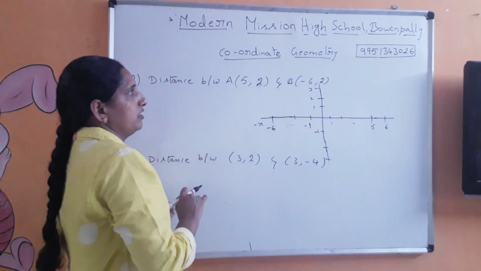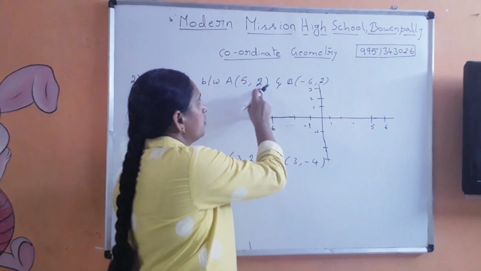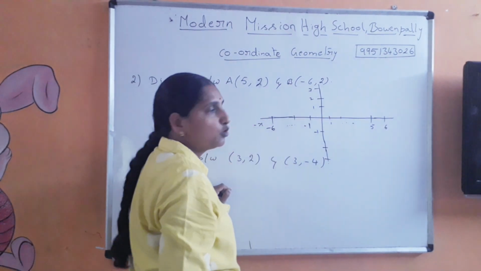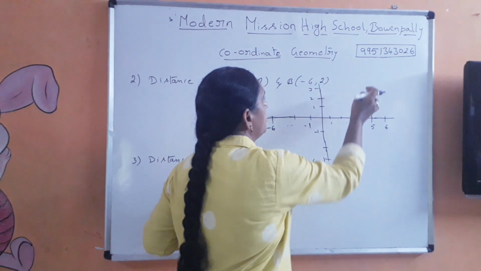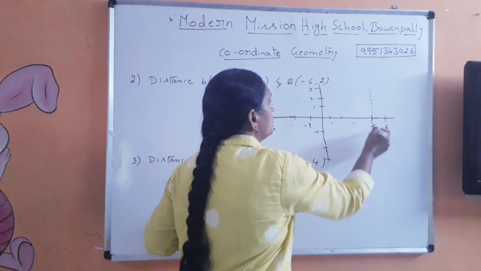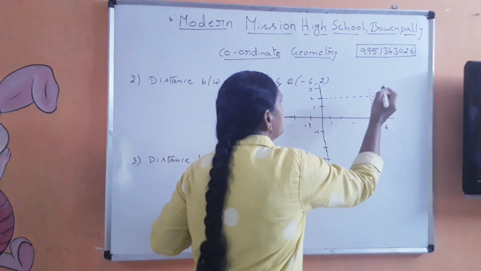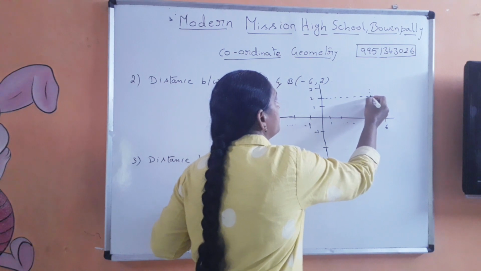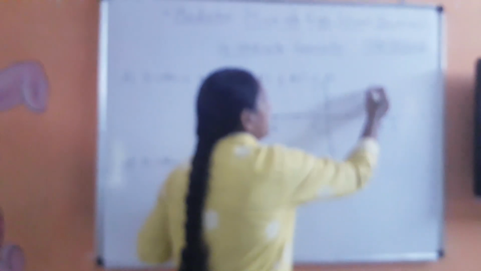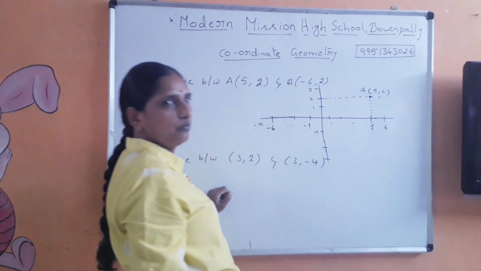Now let us locate A, 5 comma 2. Both are positive, so it will come in the first quadrant. 5 comma 2. We'll draw a line parallel to the y-axis passing through 5 and a line parallel to the x-axis passing through 2, as we have defined what x and y coordinates are. So this is A, 5 comma 2.